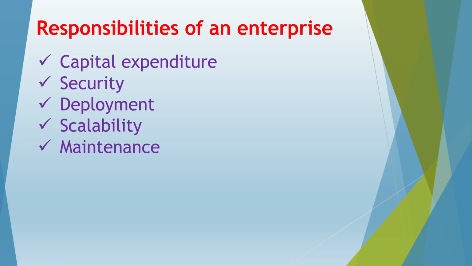Suppose the first point is about capital expenditure. Capital expenditure means enterprises or organizations have to buy the servers, storage, and network devices upfront itself. I mean, in the beginning of the project, after the capacity analysis phase, they have to buy the required software and required machines upfront itself. Based on their capacity analysis, they have to spend a lot of money to buy all these servers.